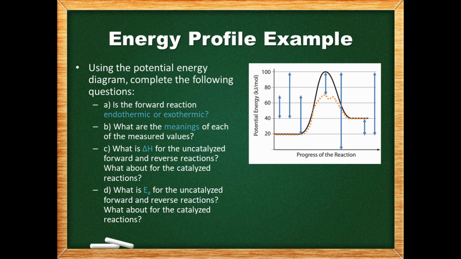In this example, we need to use the provided potential energy diagram to answer several questions. It might be a good idea to try to answer these questions before watching the rest of the video. Is the reaction endothermic or exothermic? Well, we can see that the products have more potential energy than the reactants, so energy had to be absorbed. This means the reaction is endothermic.